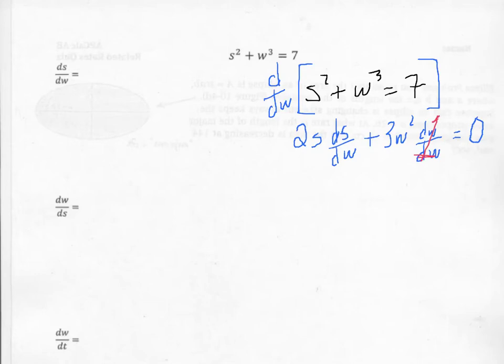So now I'm solving again for ds/dw. I want to bring the 3w squared over onto the right side, and then I'm going to divide that by 2s, and what I will end up with is minus 3w squared all over 2s.